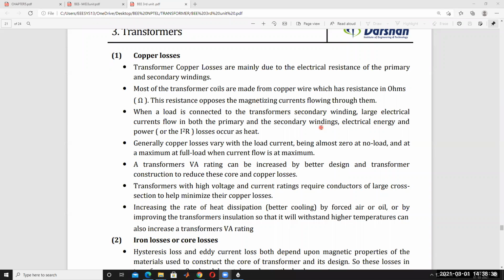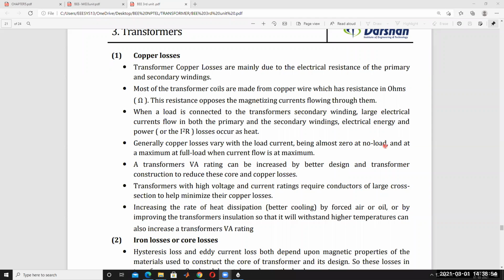If the load current is increasing, the I squared R losses in the transformer increase, and the losses are dissipated in the form of heat. That's why the transformer temperature increases. It's clear. Generally, copper losses vary with the load current, being almost zero at no load.